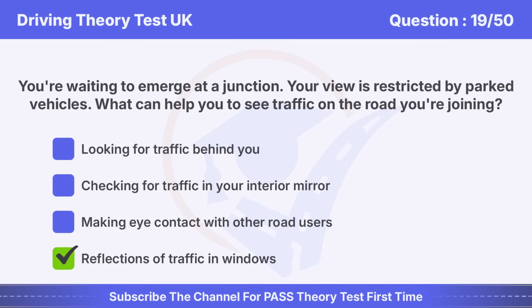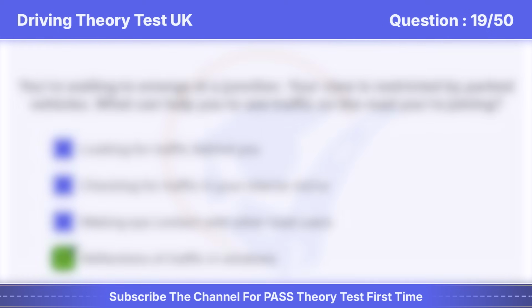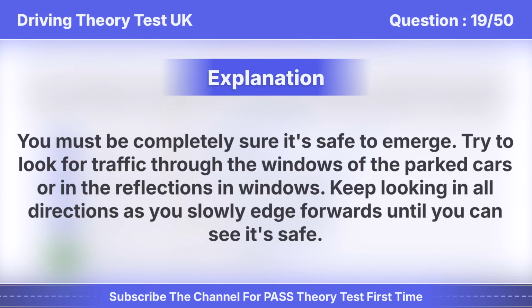Answer is D. Reflections of traffic in windows. You must be completely sure it's safe to emerge. Try to look for traffic through the windows of the parked cars or in the reflections in windows. Keep looking in all directions as you slowly edge forwards until you can see it's safe.